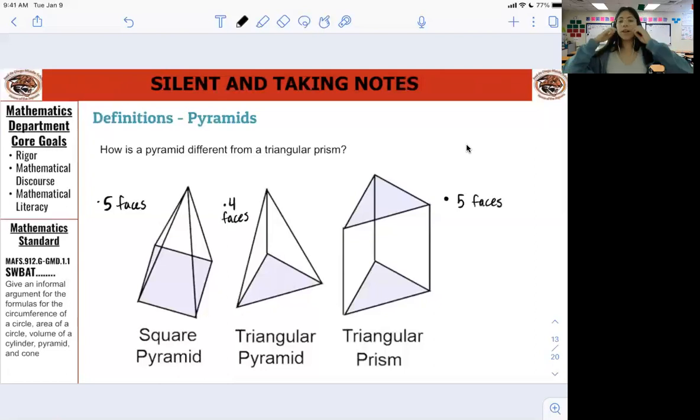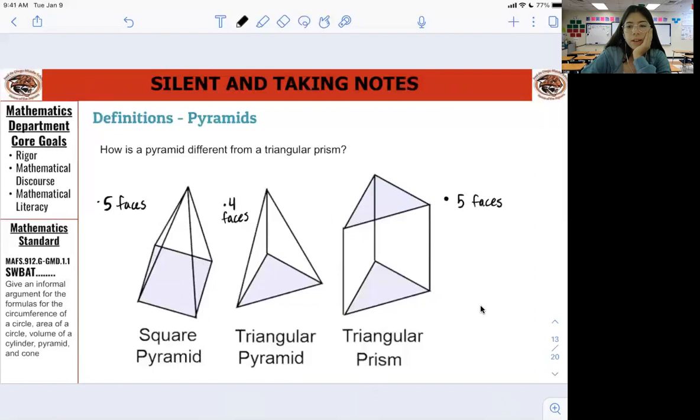Okay, what else? A lot of triangles, right? There's triangles kind of everywhere. What other type of shape do we see that comes up? Rectangles, yeah. So our square pyramid has a square, which is a type of rectangle, on the base. And then our triangular prism has 3 rectangles within it as well.